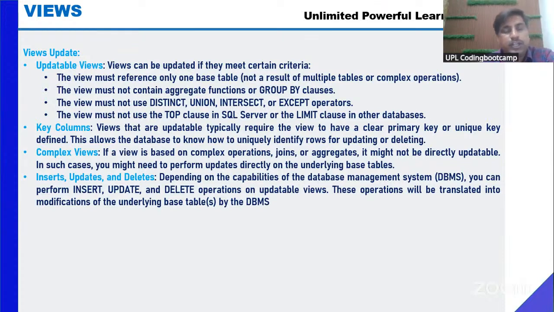So simply, you cannot update like a normal table. It has to adhere to the following rules. Views must reference only one base table. If it is a combination of more than one table, then you cannot update. So assume that you have referred to three tables, and out of the three tables you created a view, then you cannot update. You can only update if the view is created on only one base table. So that is the first condition.